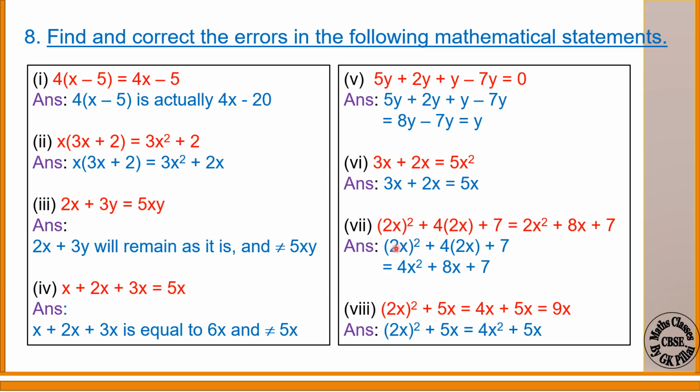The next one, 2x whole squared plus 4 into 2x plus 7 is equal to 2x squared plus 8x plus 7. Here the only mistake you are making is 2x whole squared will be 4x squared. So your answer will be 4x squared plus 8x plus 7. The next one, 2x whole squared plus 5x equal to 4x plus 5x, and it is equal to 9x. 2x whole squared is 4x squared and 5x will remain as 5x only. So this is not the correct answer.